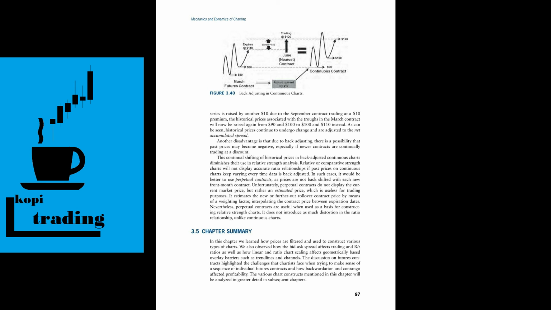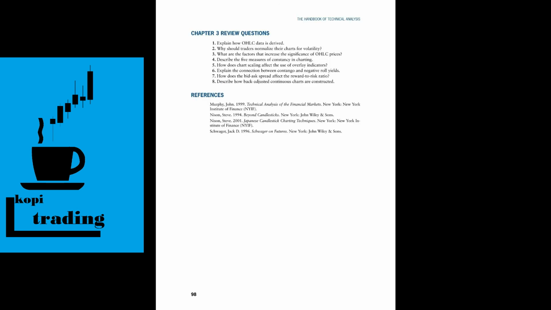Chapter 3 Review Questions. 1. Explain how HLC data is derived. 2. Why should traders normalize their charts for volatility? 3. What are the factors that increase the significance of OHLC prices? 4. Describe the 5 measures of constancy in charting. 5. How does chart scaling affect the use of overlay indicators? 6. Explain the connection between contango and negative roll yields. 7. How does the bid-ask spread affect the reward-to-risk ratio? 8. Describe how back-adjusted continuous charts are constructed.